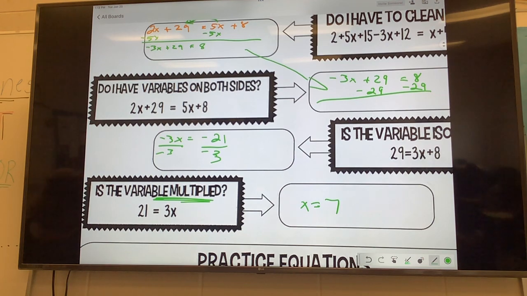Notice I do one step at a time. I'm not doing 2 steps at one time. You guys are not good enough to do that yet. So you cannot do 2 steps at one time.